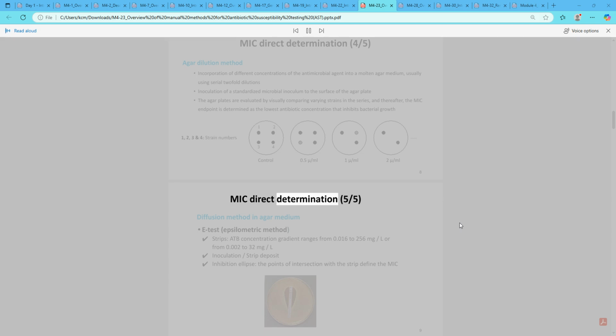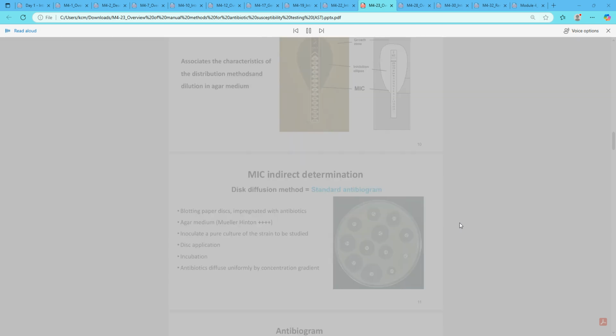MIC direct determination, 5/5. Diffusion method in agar medium: E-test, epsilometric method, using strips. The antibiotic concentration gradient ranges from 0.016 to 256 milligrams per liter, or from 0.002 to 32 milligrams per liter. Inoculation and strip deposit. Inhibition ellipse. The points of intersection with the strip define the MIC. Growth zone, inhibition ellipse, MIC.